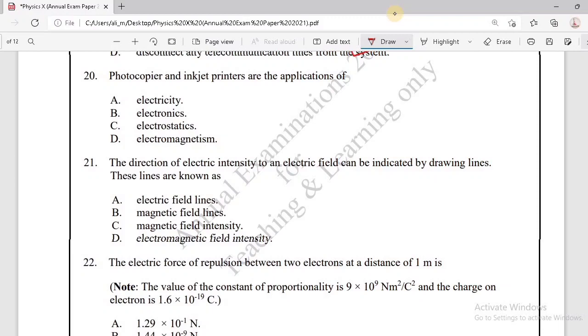Photocopier and inkjet printers. These two are the devices that work on the principle of electrostatics. So the correct answer for this question number 20 will be option C.